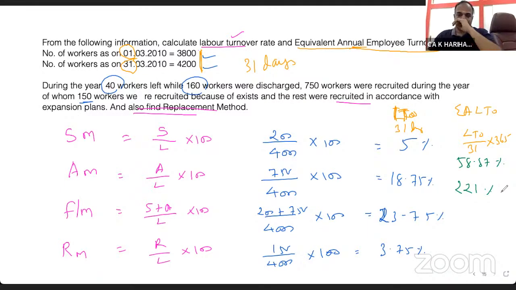Flux method also. Answer for the flux method is 23.75 for 31 days. For 365 days it comes to 279 or 280%. Last one, replacement method, 3.5 is for 31 days. For 365 days, how much? 44.7%. 220.767, okay. You can take the exact value.